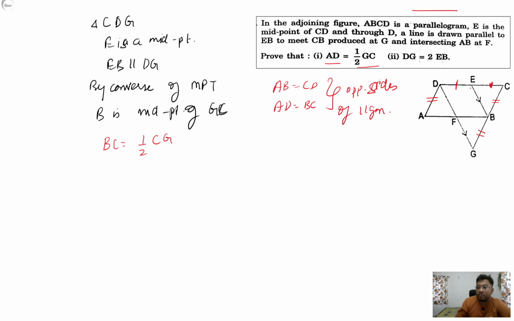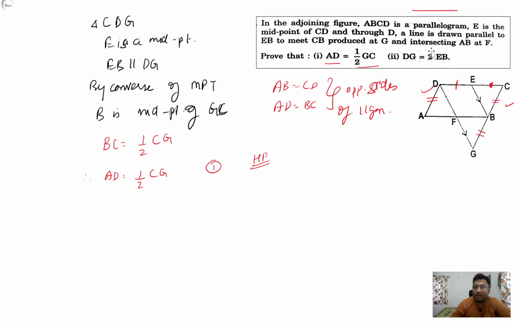But guess what BC is equal to? AD, opposite sides of parallelogram. So I can say therefore AD is also equal to half of CG. That's the first part of the question. Hence proved. Writing hence proved has to be one of the best feelings in the world, isn't it? It's so satisfactory, right? So let's move to the next part of the question.